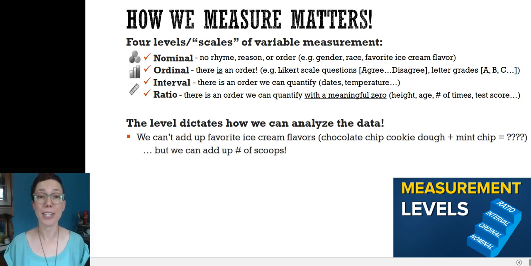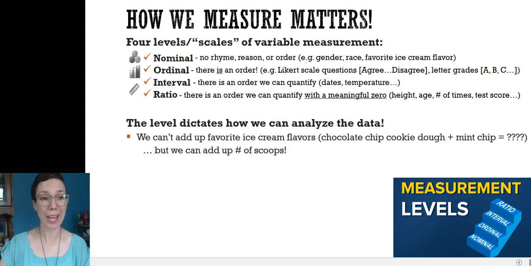And how this matters, of course, well, not of course, but let me tell you now, how this matters is that it dictates how we analyze the data, as I was saying before. So we can't add or subtract or divide favorite ice cream flavors or gender or race. However, we can add up number of scoops, which would be ratio level data. So when we get into descriptive statistics next week, the types of calculations we're going to talk about are dictated by the types of data we're collecting. We're not going to be able to calculate someone's average gender because we can't do the same kinds of calculations with gender as we can with number of cups of coffee someone has had.